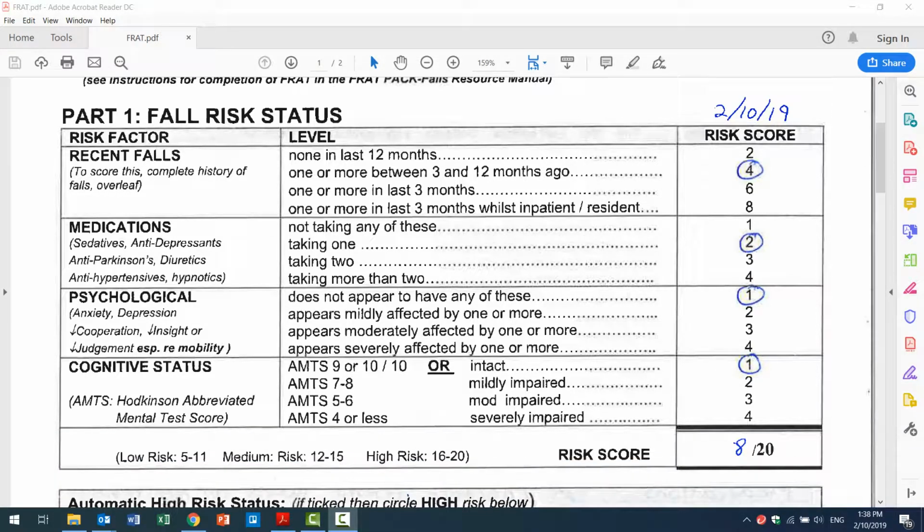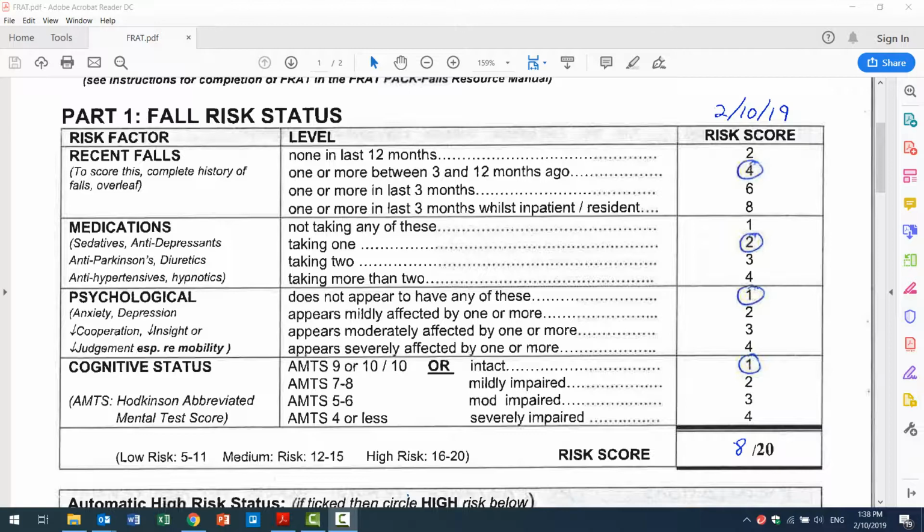Okay. Moving on, we've got medications. Medications that might increase a person's risk for falls would include sedatives, antidepressants, which can make people feel tired, anti-Parkinson meds, in particular if they're given late, diuretics, which makes people feel the urgency to wee and need to rush to the toilet, antihypertensives, so your blood pressure medications, and hypnotics.